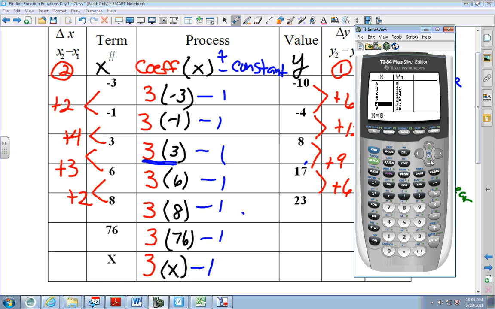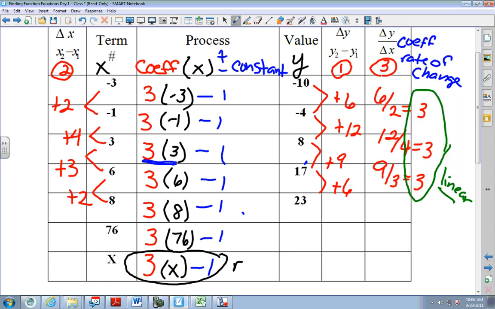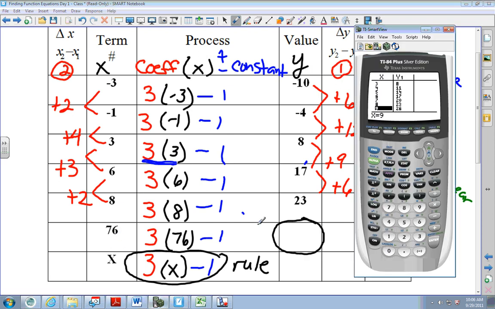All right, so right here, remember, this is called my rule. I need to find this missing information right here. I need to find the 76th term. So I can do one of a couple things. I can go on my calculator and put 3 times 76 minus 1 and press enter. Or you can go into your table. I'm going to go second window, type in 76, second graph, and I have 227.